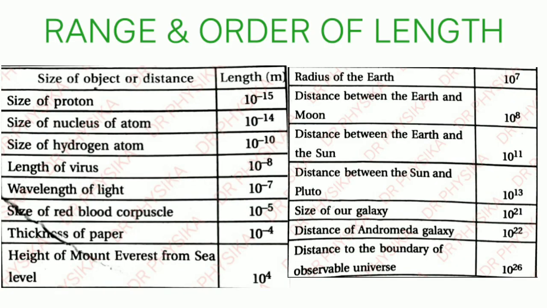Now the next topic is range and order of length. Look at this table. The maximum length, the distance to the boundary of the observable universe, is equal to 10 raised to 26 meter. And the minimum value, the size of a proton, is equal to 10 raised to minus 15 meter.